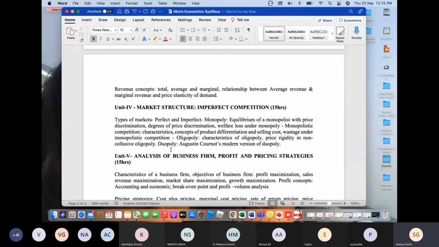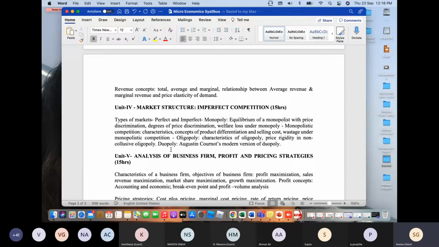So the students who have done economics must have done it in their 12th also. So we will start with different types of market, dividing into perfect market and imperfect markets. And under imperfect market, we will be taking different types of market structure, which includes monopoly. Then the second one we will do is monopolistic competition. Third one we will be doing the oligopoly market structure. And also under oligopoly, we will be taking another market structure which is called a duopoly.